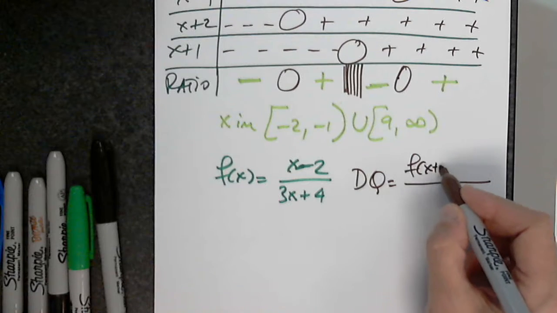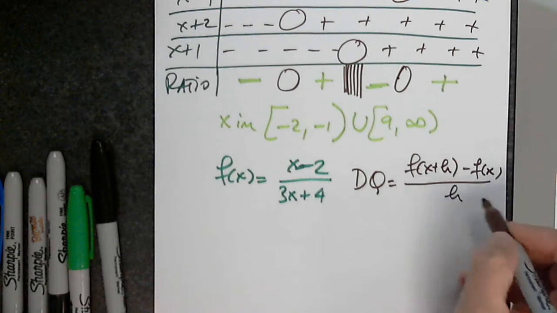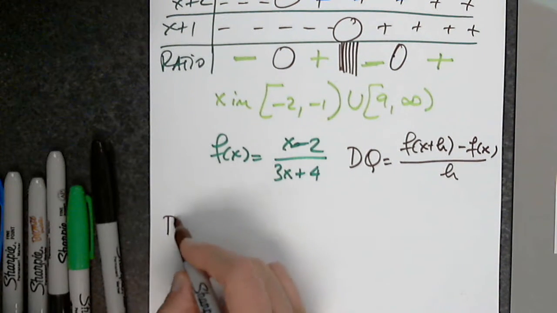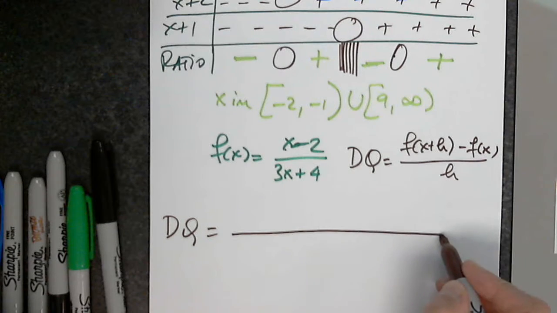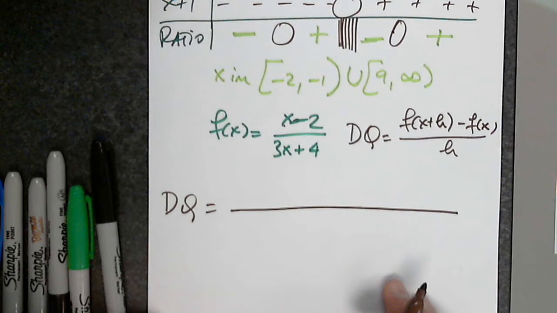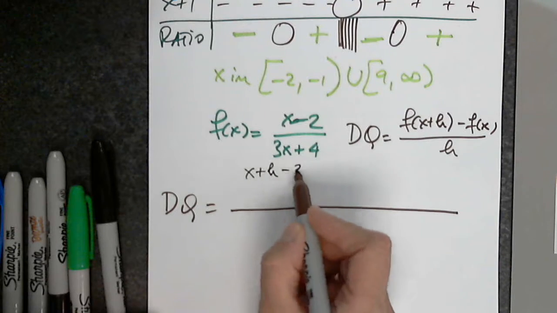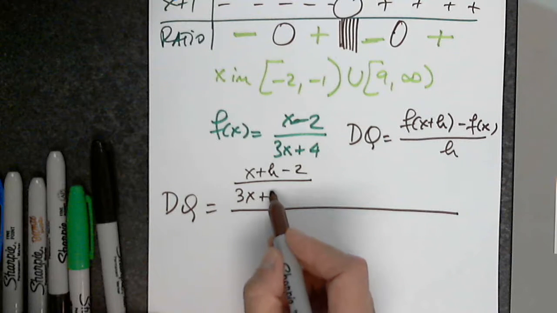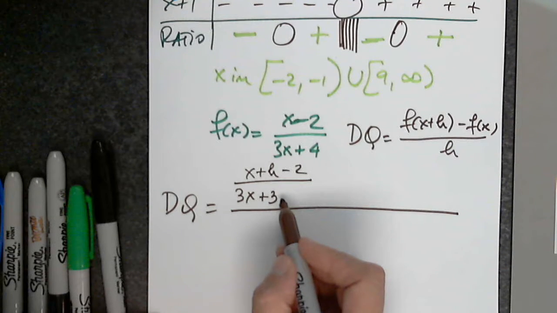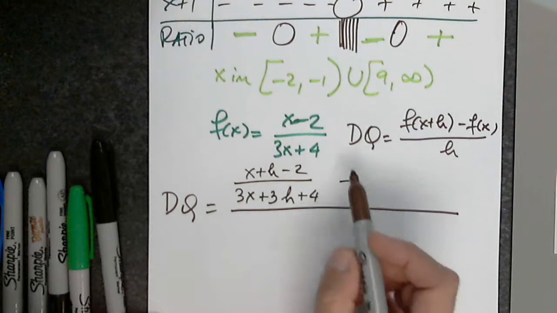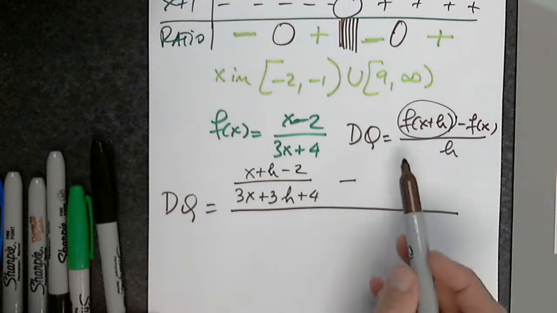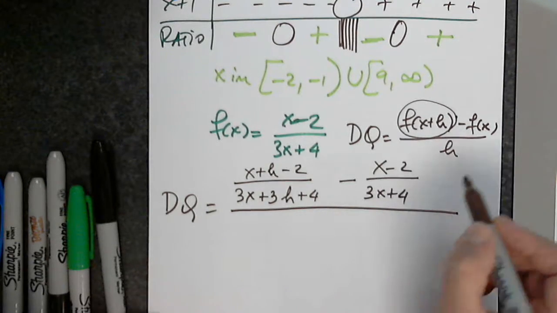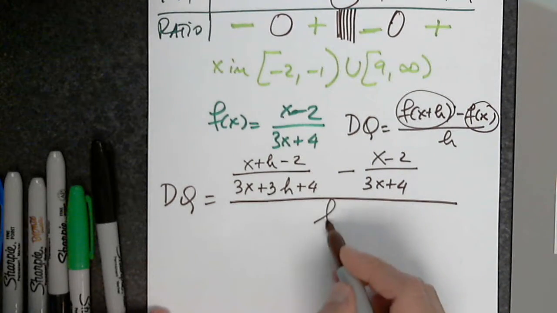And we know now, in this class you don't have to memorize it, but in the next class you have to. So why not memorize it already? So the difference quotient. Can anyone dictate the difference quotient? X plus h minus 2. Excellent. Over 3 times x plus h plus 4. Very good. Minus. This was this piece. This is this piece. Minus x minus 2 over 3x plus 4 is this piece. Divided by h.